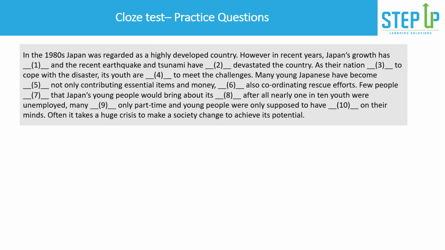Let's attempt the second option. In the 1980s, Japan was regarded as a highly developed country. However, in recent years, Japan's growth has dash, and the recent earthquake and tsunami have dash devastated the country. So it was a highly developed country, but this is the switch which indicates there's a shift in meaning, right? So Japan's growth has dash, so it can't be has been high, it has to be low, right? And the recent earthquake and tsunami have also devastated the country, something like this, right?